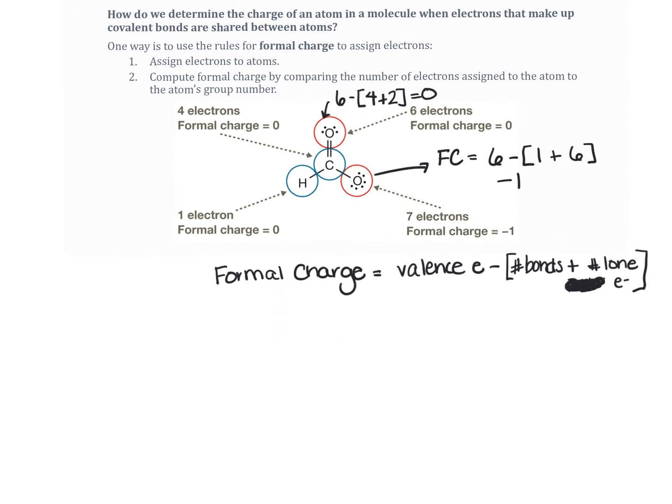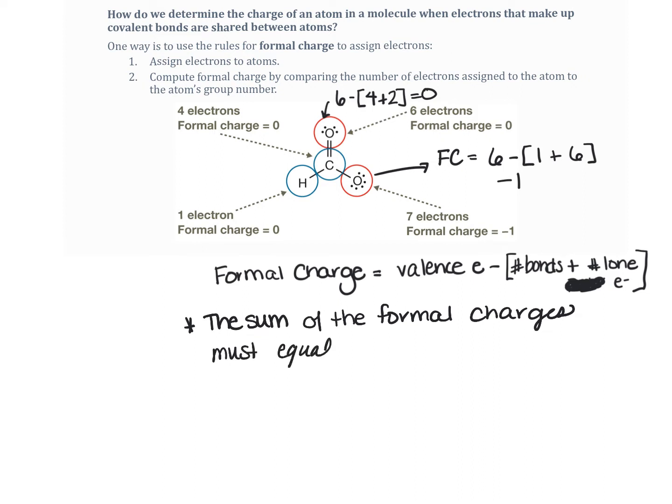I want to point out something, which is kind of a nice double check when you're doing formal charges. The sum of the formal charges must equal the total charge on the ion. So if you remember from the last screencast when we did this Lewis structure, this entire molecule had a -1 charge. And we can see the formal charge here if we add them all up, it also equals -1, which is the overall charge. So there's a great double check for you to make sure that your formal charges are correct.